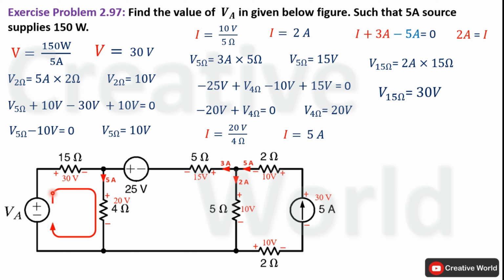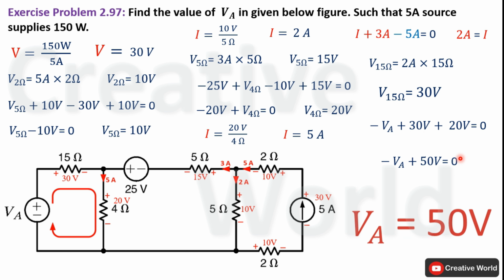Now we will apply Kirchhoff's voltage law inside this closed loop to calculate voltage VA. Start writing KVL equation for this closed loop. Start from here, current entering terminal is negative, so VA will be taken with negative sign. Next, current entering terminal is positive, so 30 volt will be taken with positive sign. Next, current entering terminal is positive, so 20 volt will be taken with positive sign. Add 20 volt and 30 volt together, it will become 50 volt, and place minus VA on the other hand side of equal to calculate its value. So the value of VA will become 50 volt.